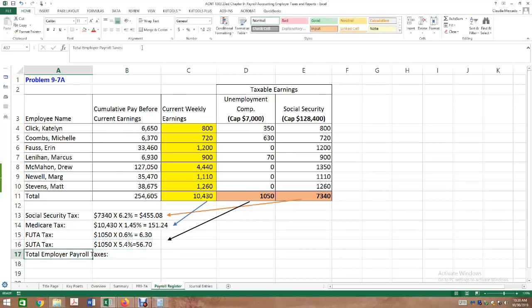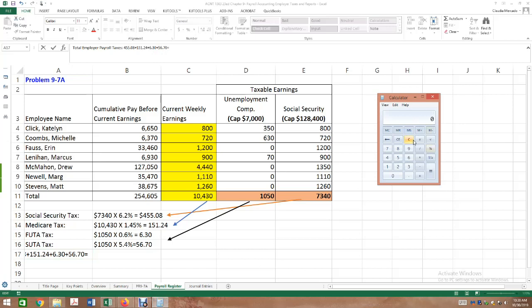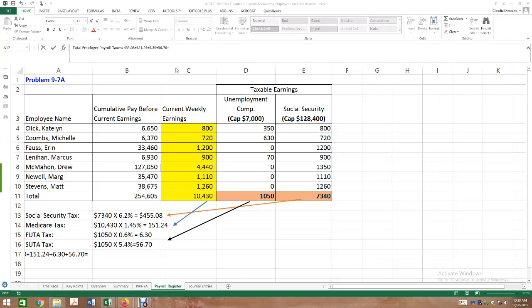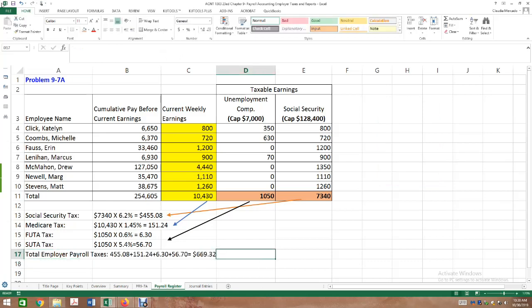So once we're done, we're going to add all of our employer payroll taxes, which is 455.08 plus 151.24 plus 630 plus 56.70. I'm going to get a calculator. So it'll be 455.08 plus 151.24 plus 630 plus 56.70. That'll be 669.32. Okay, I'm going to save this.